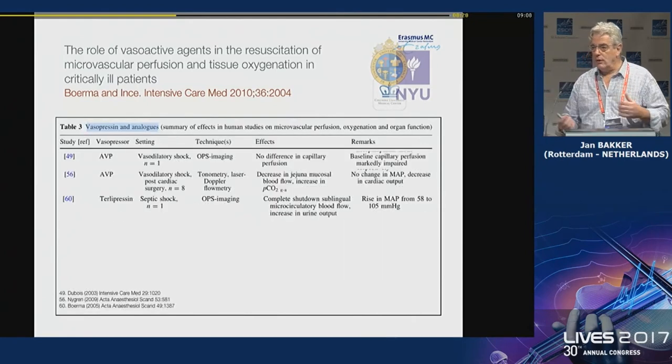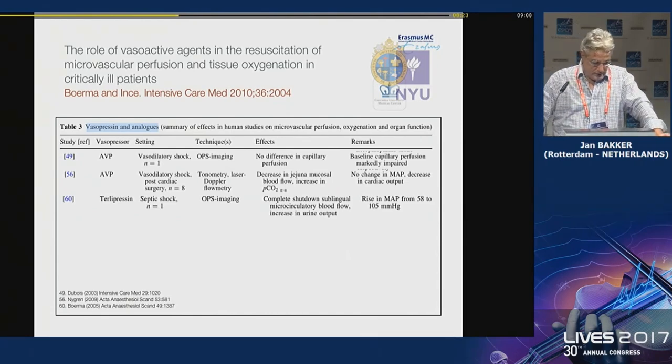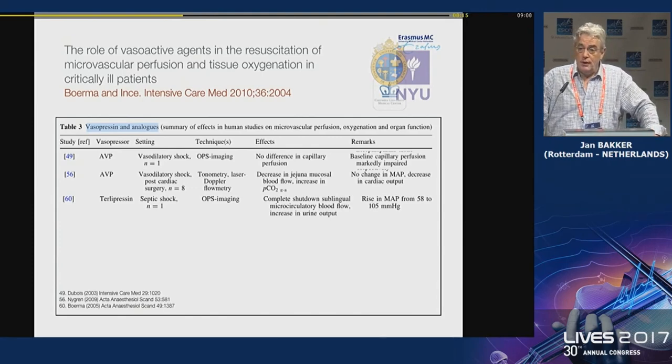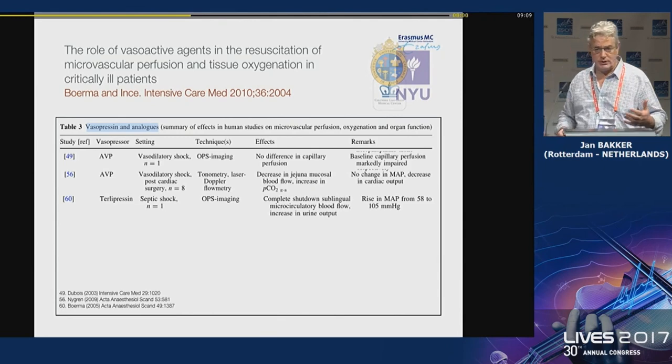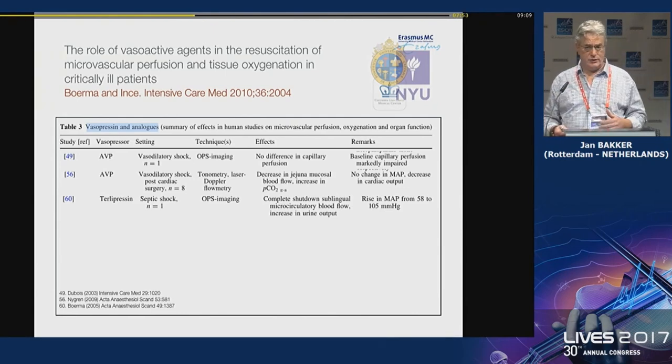If you look at another agent frequently used to increase blood pressure, the vasopressin and its analogs, he found at that time 3 studies, 2 case reports of 1 patient and 1 study in 8 patients. And the effect was variable. There was no difference in a vasodilatory shock and in a septic shock where they used terlipressin. There was a huge shutdown of the microcirculation and the patient died very rapidly after the shutdown.